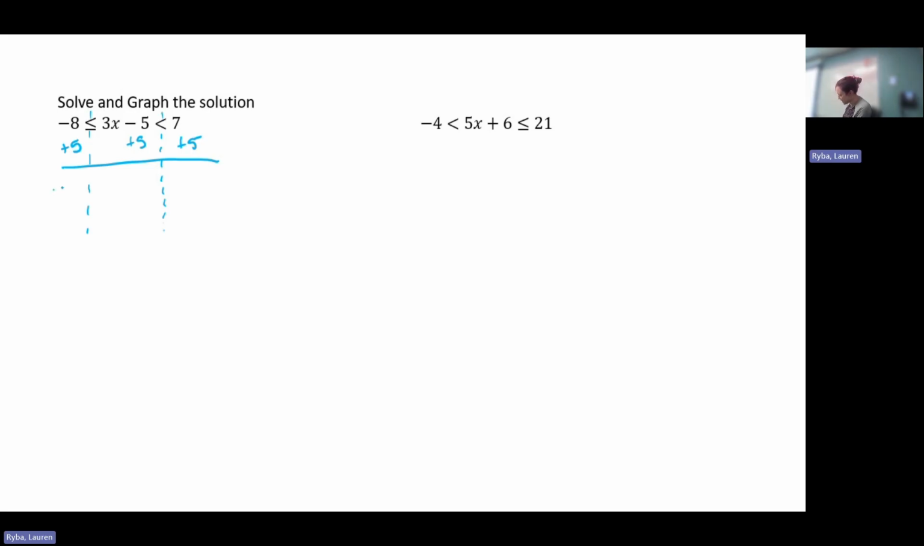Okay, let's see. We got -3 less than or equal to 3x less than 12. And then now we can just solve for x by dividing by 3. And whatever I divide any section by, I have to divide all 3 sections by. So divide all of them by 3. -3 divided by 3 is -1. 3x divided by 3 is x. And 12 divided by 3 is 4.